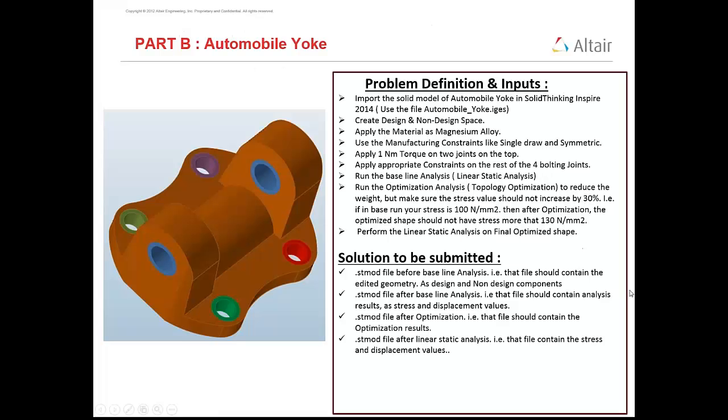So the next, that is part B, automobile yoke, says to import a solid model of automobile yoke in SolidThinking Inspire. That thing you don't have to do, and also you don't have to create a design and non-design space. So apply a material as magnesium alloy. Use the manufacturing constraint as single draw and symmetric. Apply 1 Newton meter torque on 2 joints on the top. If I convert that into mm, I'll check accordingly.